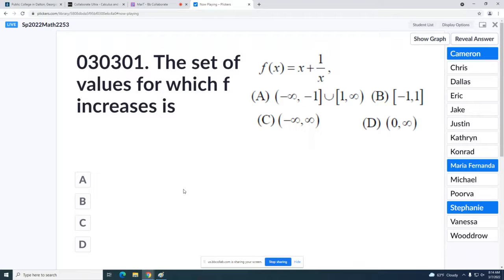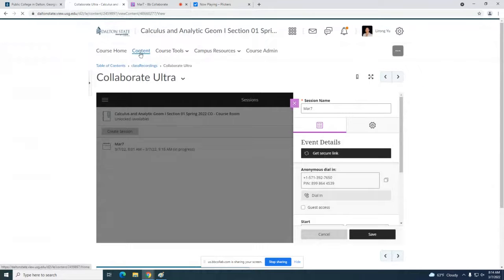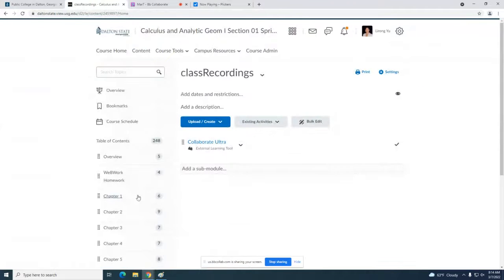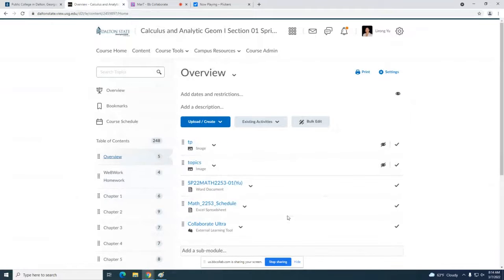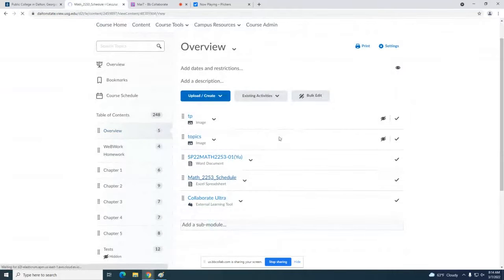Okay. If there's no more questions, then move on to section 5, which is a summary of all the things that we did in chapter 3. So after chapter 3, we'll have another chapter test. It should be according to the schedule right after the break.